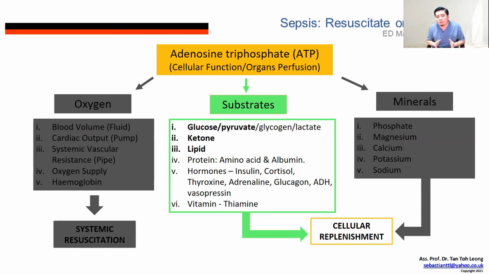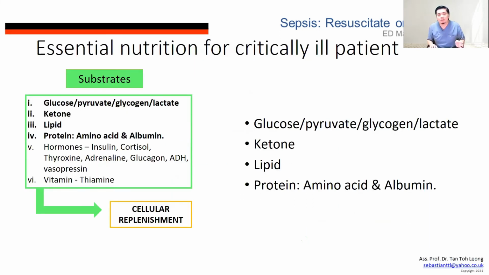And also we need to look into the hormone replacement: cortisol, thyroxine, adrenaline, glucagon, ADH, and vasopressin. I know this is a bit extensive, but for insulin and cortisol, I think we can play around with the vitamin, which is thiamine, which is more important for cellular replenishment. So for the essential part, these four things we need to replace in the emergency. But I know that the ketone and lipid are so hard to replace. You know where to find the source.